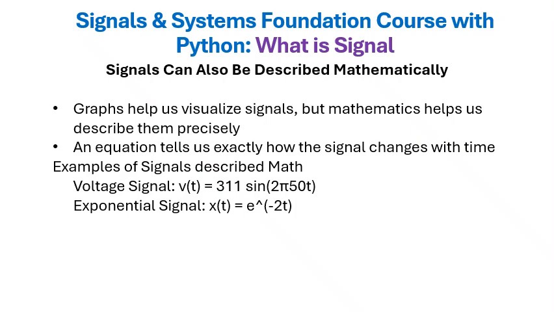That was the voltage signal, an exponentially decaying signal. Using mathematics, we can write V of t, where t signifies that it is a time domain signal, or time dependent signal. That means it varies with respect to time. The voltage signal we saw on the previous slide has this equation, where 311 is the peak value of the AC main signal.